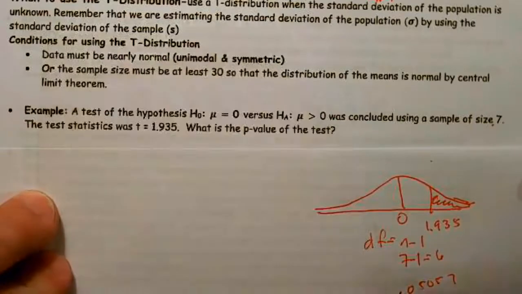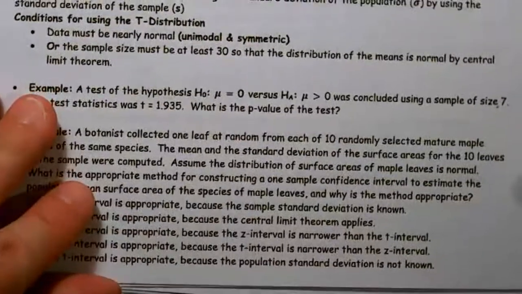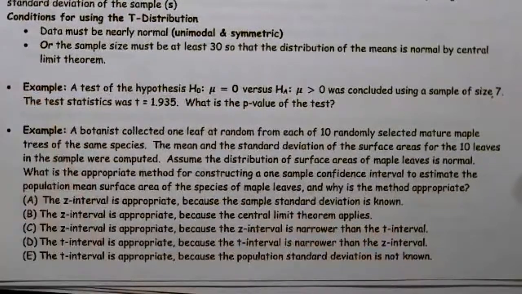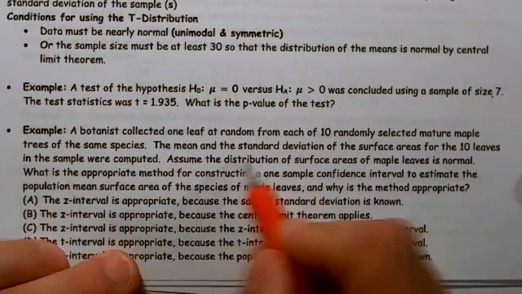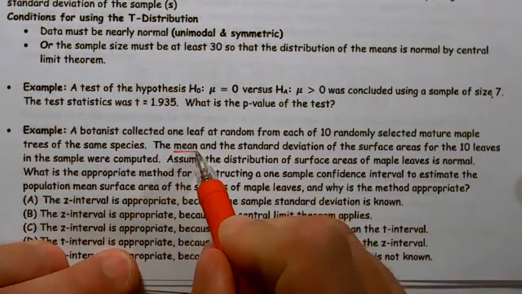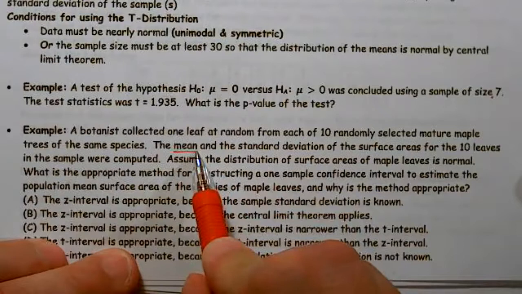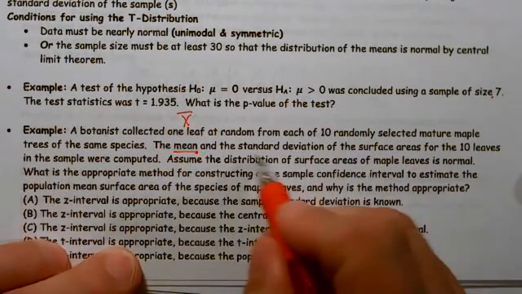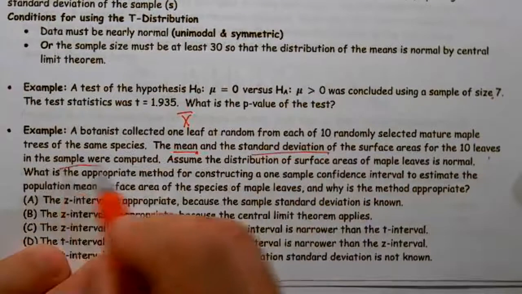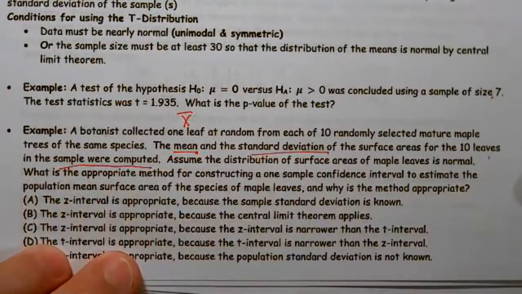All right, moving on. The next one. A botanist collected one leaf at random from each of 10 randomly selected mature maple trees of the same species. The mean and the standard deviation of the surface areas for the leaves in the sample were calculated. So right here, they tell me they're working with a mean, which indicates I'm going to be working with x bar in some form or fashion. And then they tell me the standard deviation was calculated from the sample. So that lets me know that I'm utilizing a t distribution.